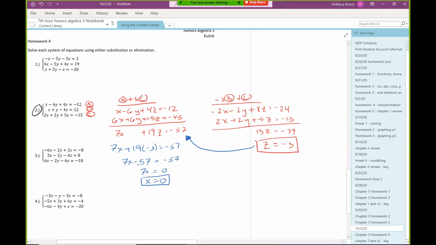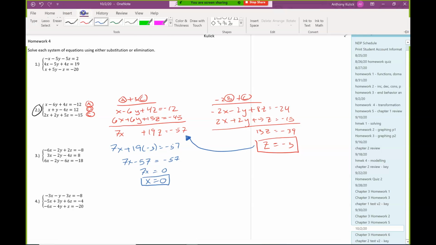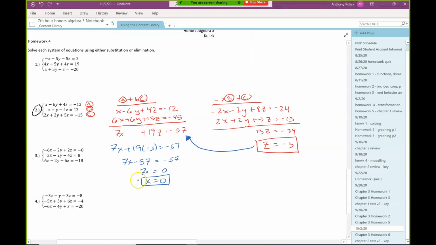And now to solve for y, I'm going to go ahead and take both of those two answers and plug them back into either A, B, or C. I'm going to choose to plug them into B, for no real reason other than the coefficients are kind of the smallest in that equation.